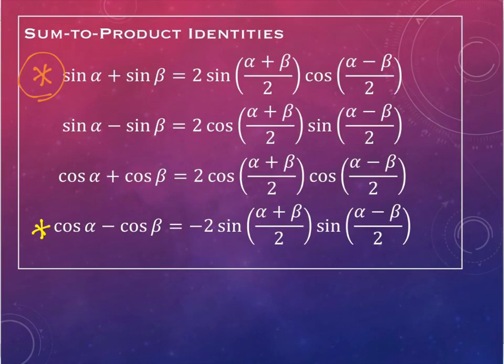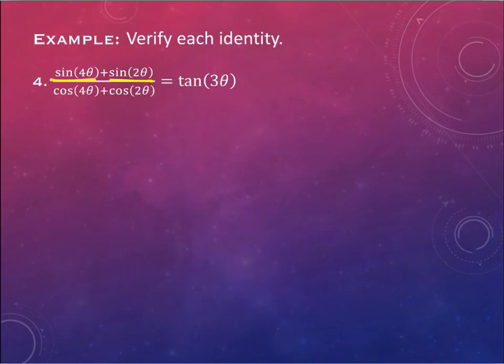It says that if I have 2 sines, they could be the same angle, but different angles are fine too. I'm going to write the 2 down, I'm going to write the sine, I'm going to add my angles together and divide by 2. That's where I'm going to start. So I'm going to write down 2 and sine. I'm going to add my angles together, 4 theta plus 2 theta, and I'm going to divide by 2.